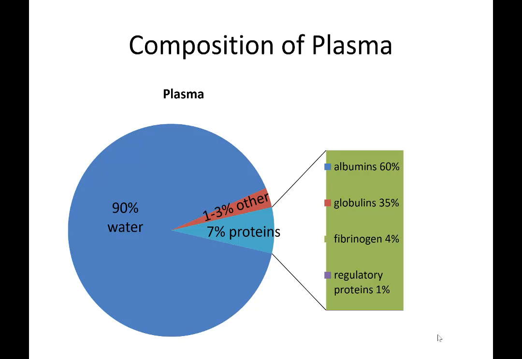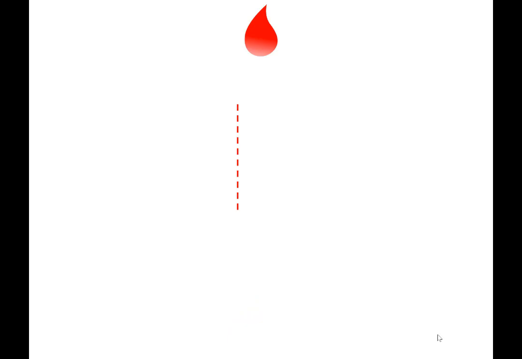So this is just a different way of representing it. So of the plasma, if we say here's the pie chart, the majority of it's going to be all blue, which is the water. So plasma is mostly water. Then we have 1 to 3% of just other stuff, hormones that we did in Unit 1. So 7% of them will be proteins. We're going to learn the top 3 of them that are listed here: albumins, globulins, and fibrinogen. So we'll go into those more specifically. So you need to be accountable for those 3 in the order of their magnitude in the blood.